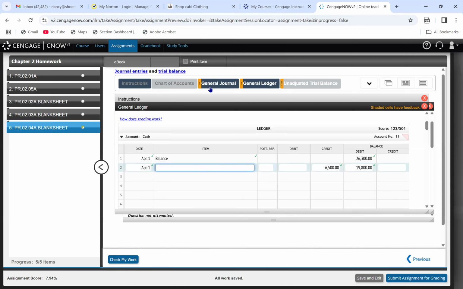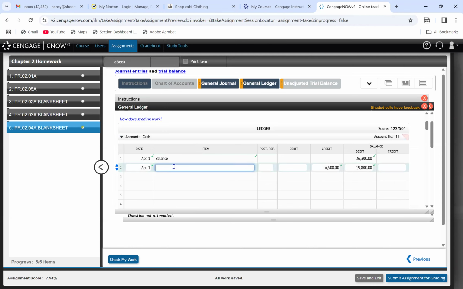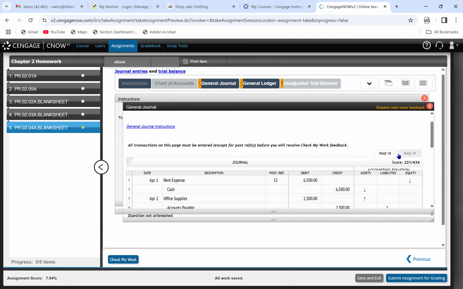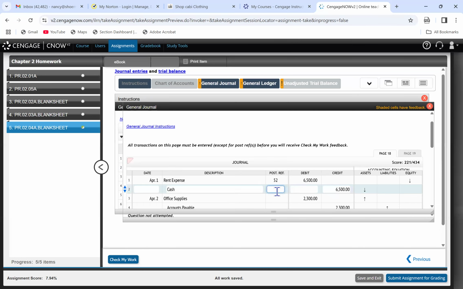I'm needing to put in April 1st cash 6,500. Let me just see what I'm not doing right. Rent. Well, there's something I'm missing here, and I'll figure out what I'm doing. But let's just move on. So then the next thing we're going to do is on April 2nd, we purchased office supplies on account. So here we've got, oh, I need to put in my cash account. This cash account is 11. So I will cross-reference the 11 here. Okay.